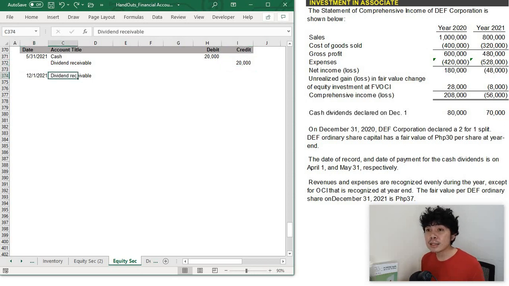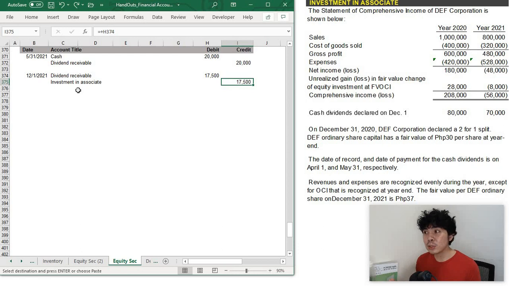So, mag-record ulit tayo December 1. So, ang entrada natin, dividend receivable for 25%. So, that is 17,500. Then, credit investment in associate for 17,500 pesos. Then, again, kaya tayo nag-credit ng investment in associate kasi syempre, ginaya natin yung change in the equity kasi nga, nag-declare siya ng cash dividend.